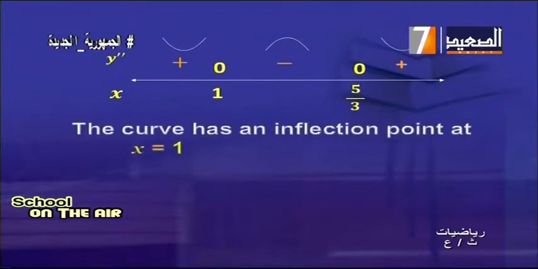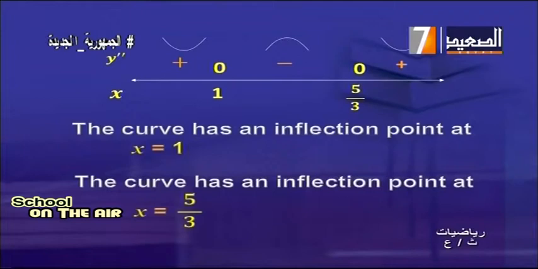And in the open interval 5 over 3 and infinity, the sign of y double dash is positive, then the function is convex downward. So, the function has an inflection point at x equals 1 because the curve before x equals 1 is convex downward and after x equals 1 is convex upward. And the curve has an inflection point at x equals 5 over 3 because the curve before 5 over 3 is convex upward and after 5 over 3 is convex downward.